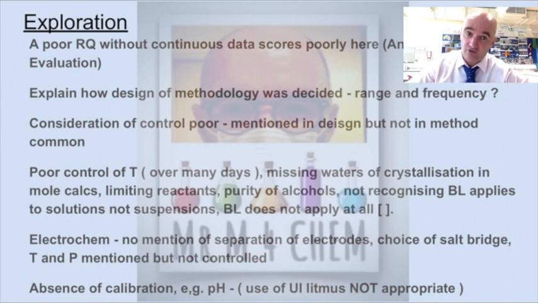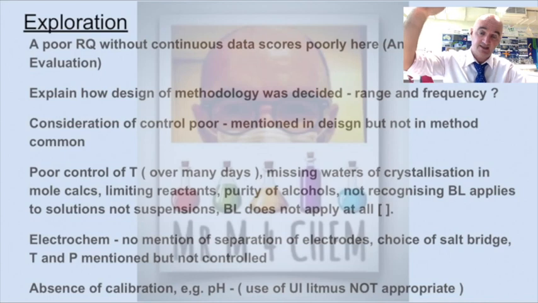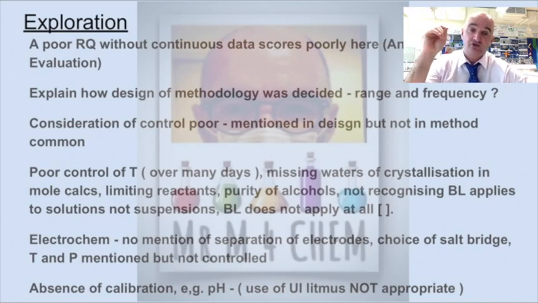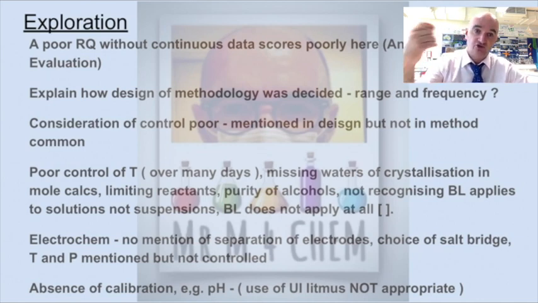So poor control of your control variables in your method is a massive reason why you're not going into the 5s and 6s and you're staying in the 3s and the 4s. So all your identified control variables must be in your method with how you're actually going to control them. These are the control variables. So temperature over many days, as I've said.